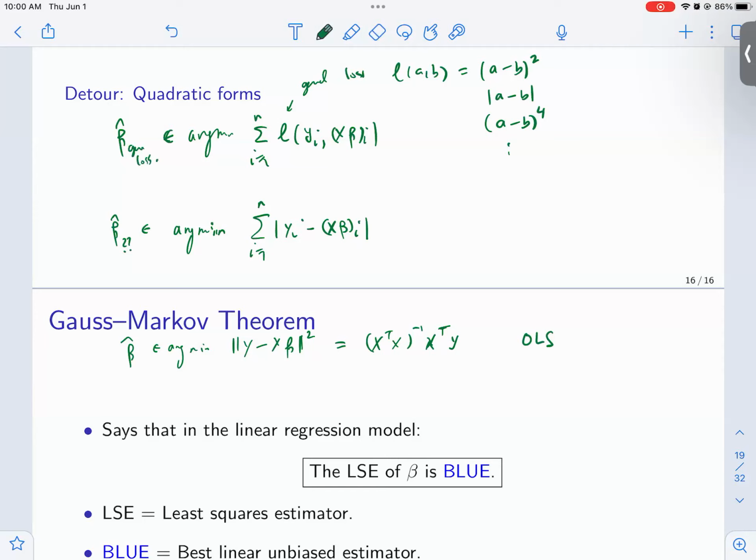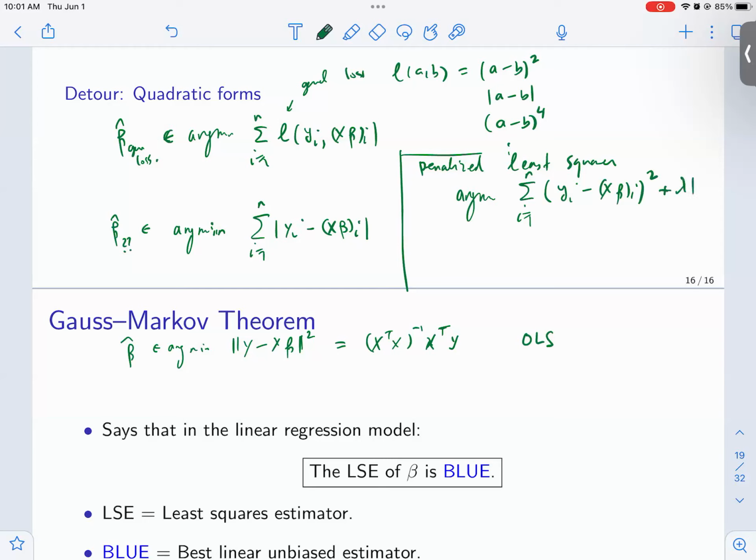There are other versions where you can add a penalty, right? If you remember, at some point, have you seen penalized least squares? Less so, yeah. So you can have penalized least squares. So you'd have argmin. The loss is, this is called quadratic loss, so y_i minus x_i beta squared, but you add a penalty here, lambda, and the penalty could be anything.